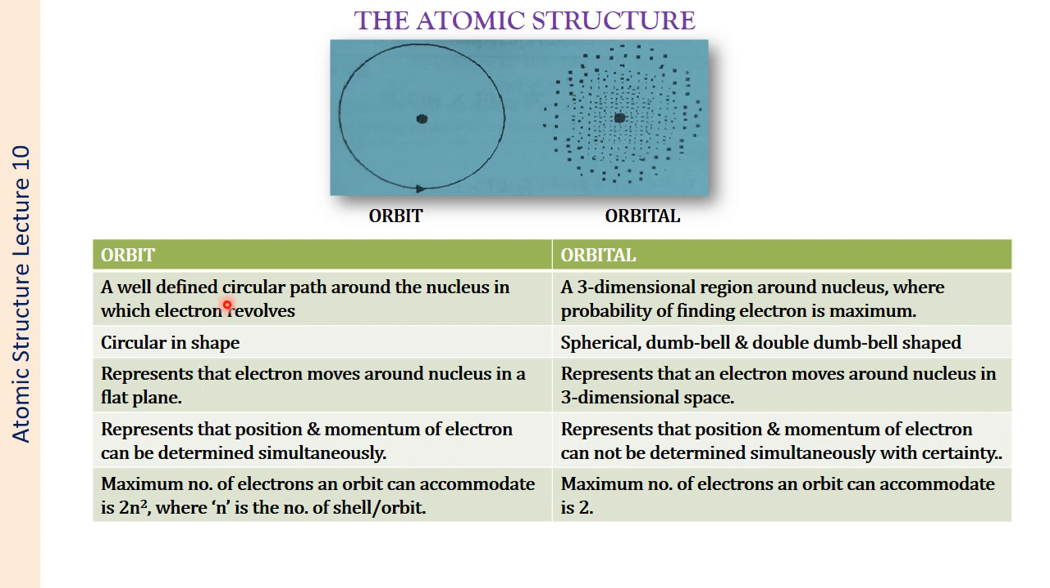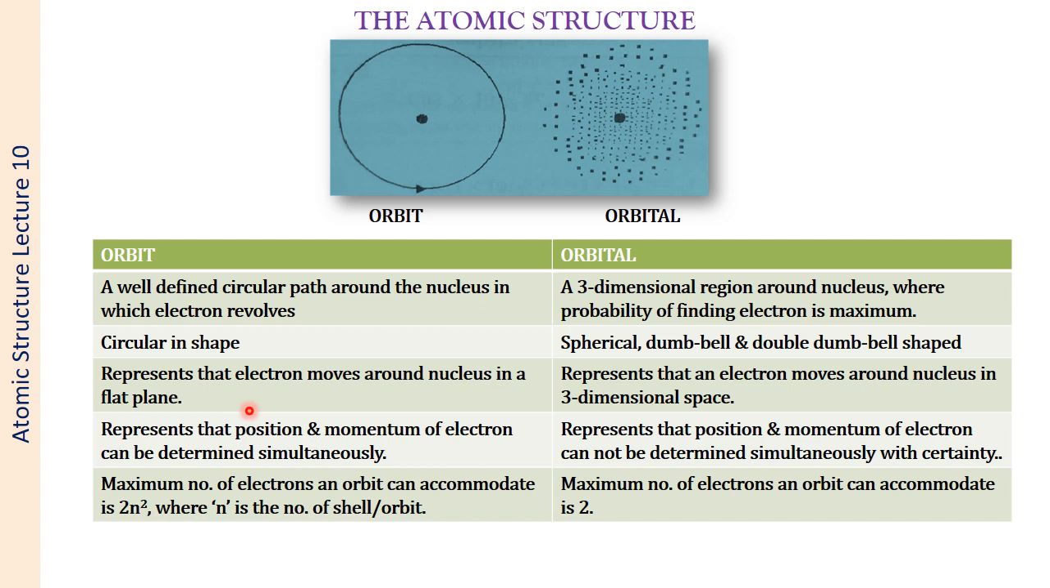So orbit, this is a well-defined circular path around the nucleus in which the electrons revolve. Whereas orbital, this is a three-dimensional region around the nucleus where the probability of finding the electron is maximum. An orbit is circular in shape, whereas an orbital is spherical, dumbbell or double dumbbell shaped. An orbit represents that the electron moves around the nucleus in a flat plane.